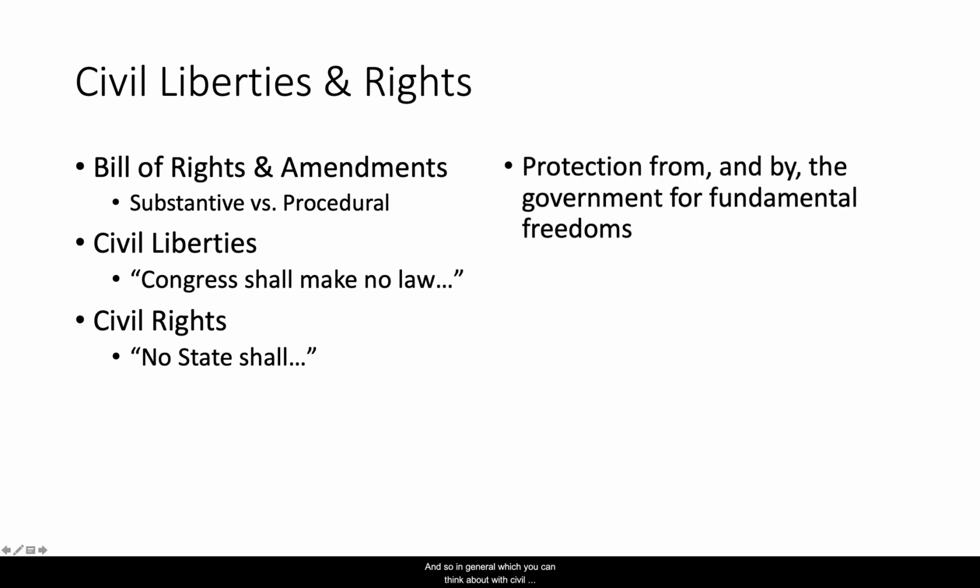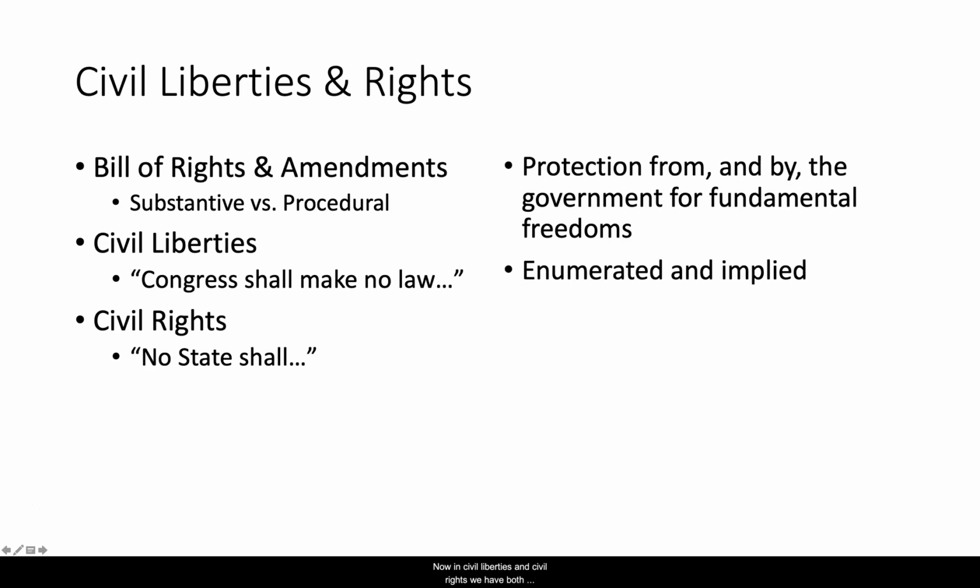And so, in general, what you can think about with civil liberties and civil rights is the idea of protection, but protection in two distinct ways. The first, with civil liberties, is protection from the government for fundamental freedoms: freedom of speech, freedom of press, freedom of religion. But civil rights is the idea of protection by the government for fundamental freedoms, such as the right to vote for both persons of color, African Americans, and women. So you can think about this general idea, civil liberties and rights, in two distinct ways, but they're always surrounded around the idea of protection, either from the government or by the government.